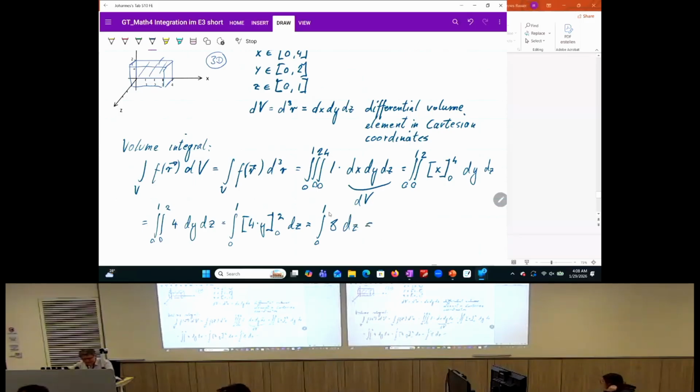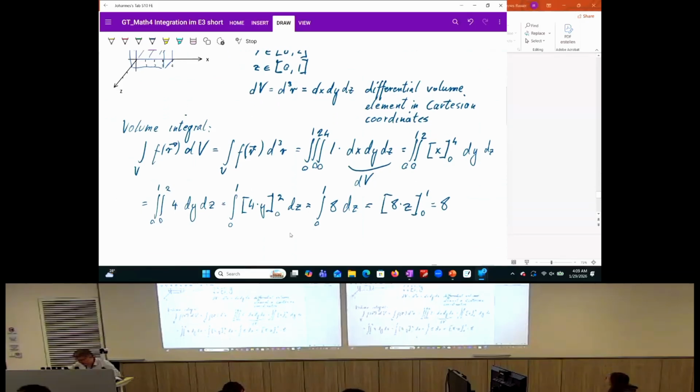And then you do the last step of integration over z that gives you here 8 times z from 0 to 1 is 8. So you have taken this cuboid shape here, and this is your volume here of that block.